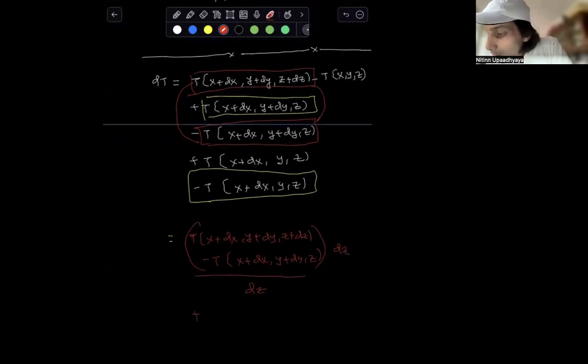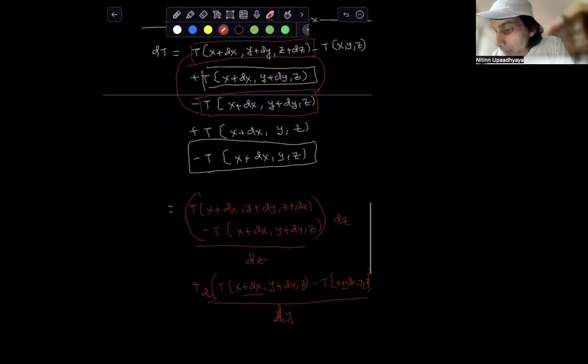Then, what else do we have? We have x plus dx, y plus dy, comma z. And let me try and combine it with this. Does it make sense? So T at x plus dx, comma y plus dy, comma z, minus T at x plus dx, comma y, comma z. If I look at these two terms, x plus dx is the same, z is the same, and it's only y that's changing. So I'll divide by dy and multiply by dy. So that takes care of these terms, and now we have these two terms remaining.